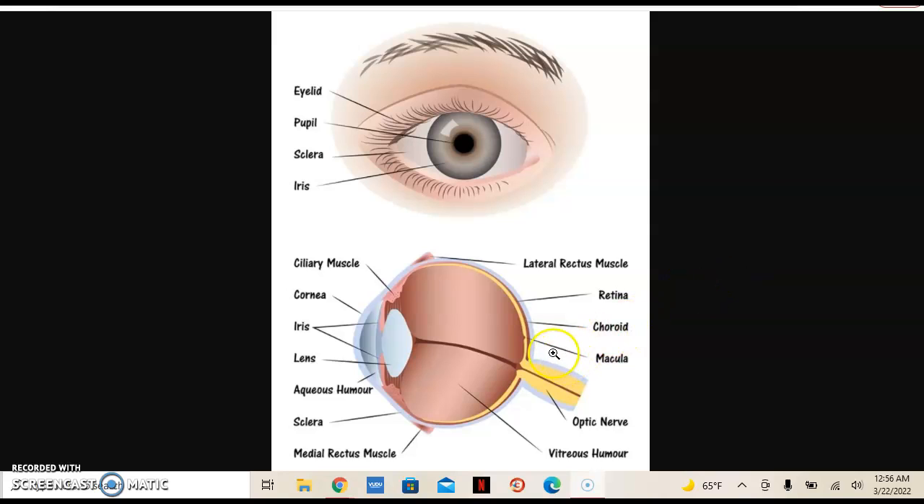Macular degeneration affects the macula, which is right along here. Macular degeneration affects the macula and is the loss of central vision. Peripheral vision is usually still intact, but the central vision is either reduced or completely lost and looks like a black hole or spot in the middle visual field of a person's vision.